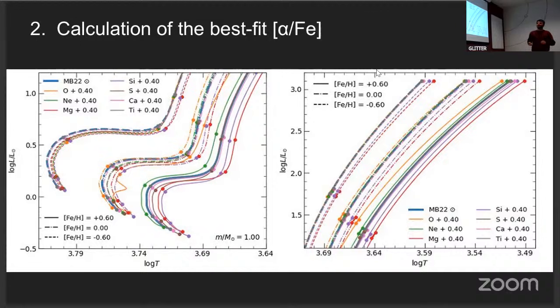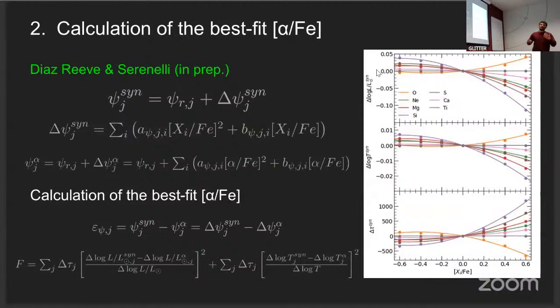And we discovered that along each evolutionary point of the track, all the differences in the alpha elements follow a quadratic trend. So what we did is that we computed a grid of A and B parameters, so we could reproduce any stellar track with any chemical composition using this equation in here.